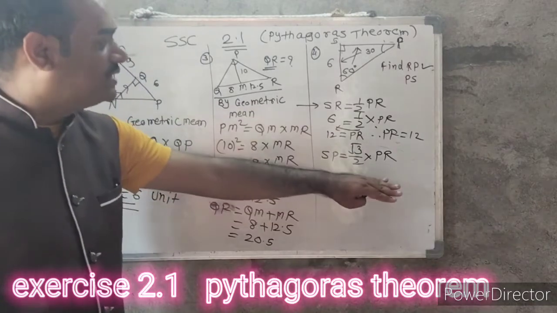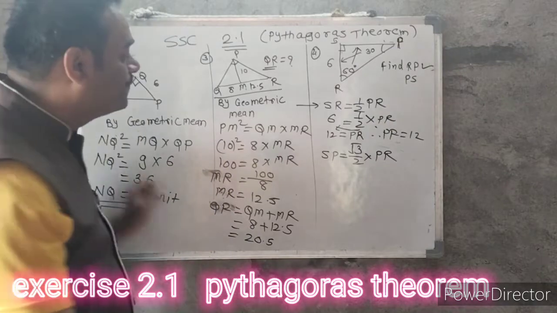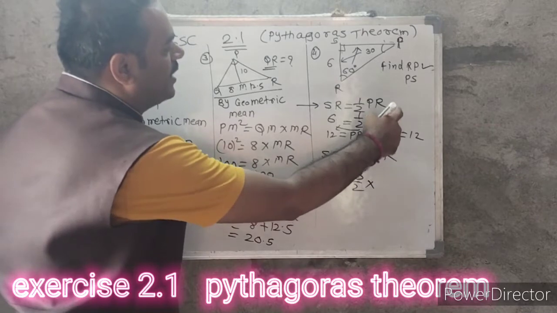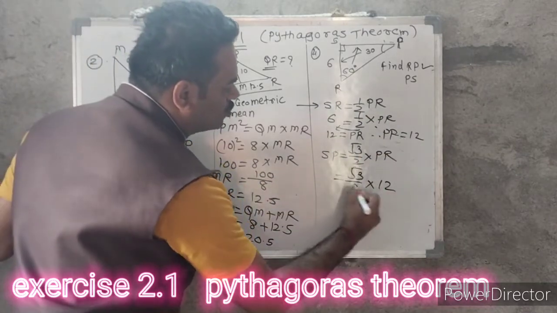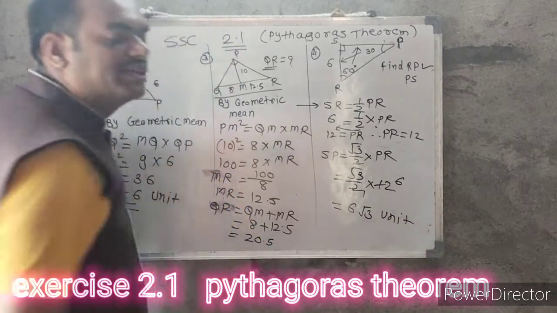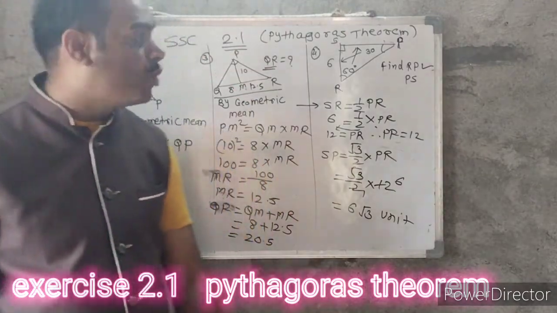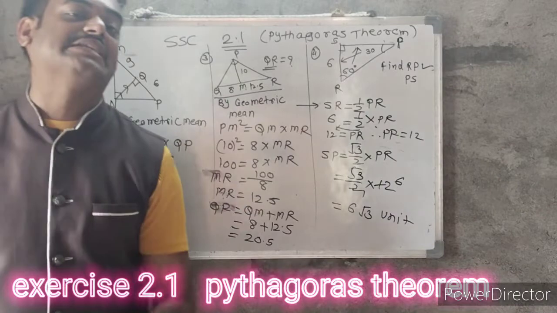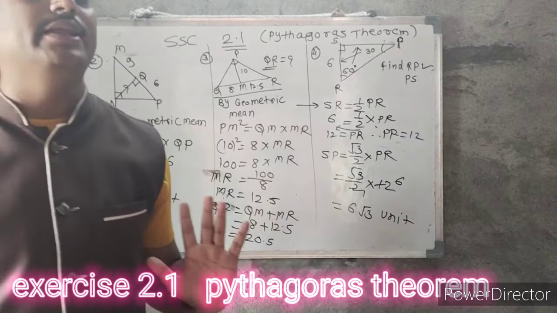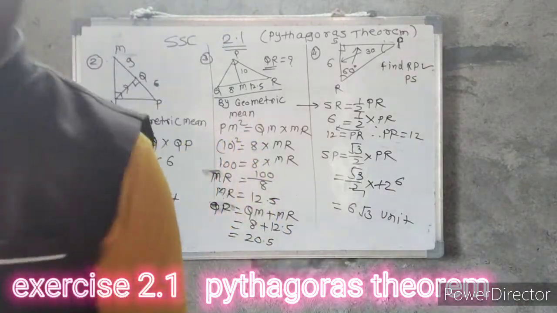Okay. Now the side in front of 60, SP, which they have asked us, how to find? SP is equal to root 3 by 2 into PR. PR we found is 12. So 2 ones are 2, 2 sixes are 12. So 6 root 3 units. If they don't mention centimeter or meter, write down the unit. If they mention centimeter, you have to write centimeter. So I hope you understood this geometric mean and the 30, 60, 90 degree theorem. In this example, you have to just write the formula first and then put the value and get the answer. It's very easy. Okay.